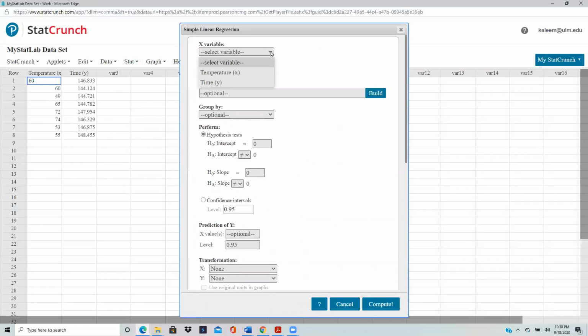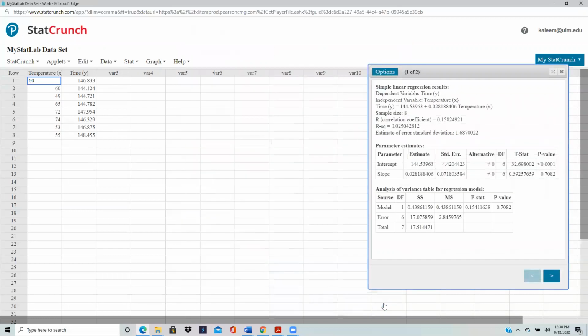So the first variable comes in the first box and the second variable comes in the second box. And after that, you just hit compute. So you look for R, and R is over here, 0.1582.